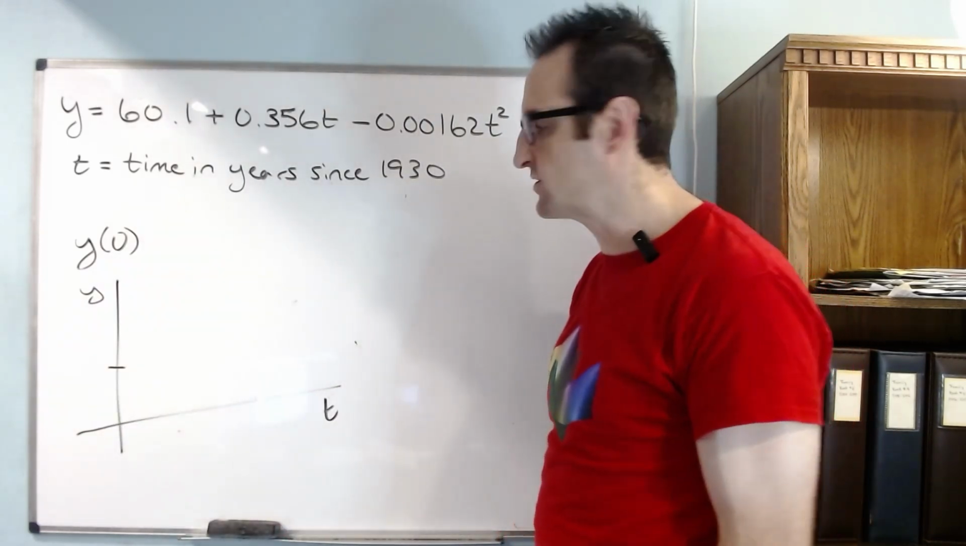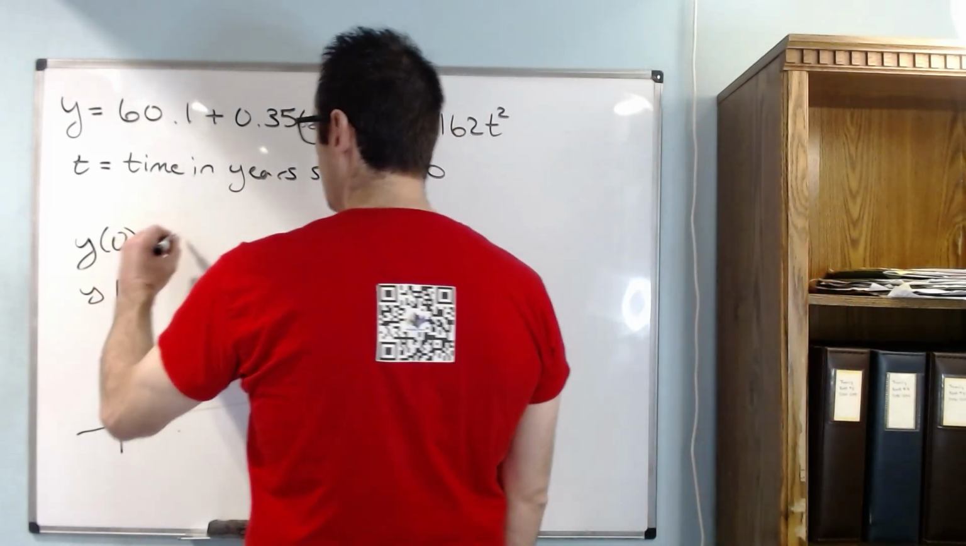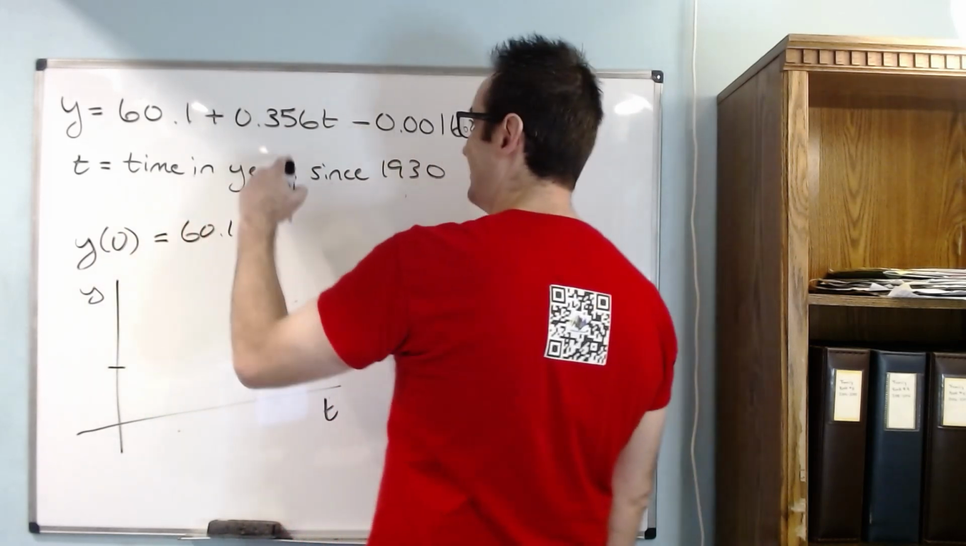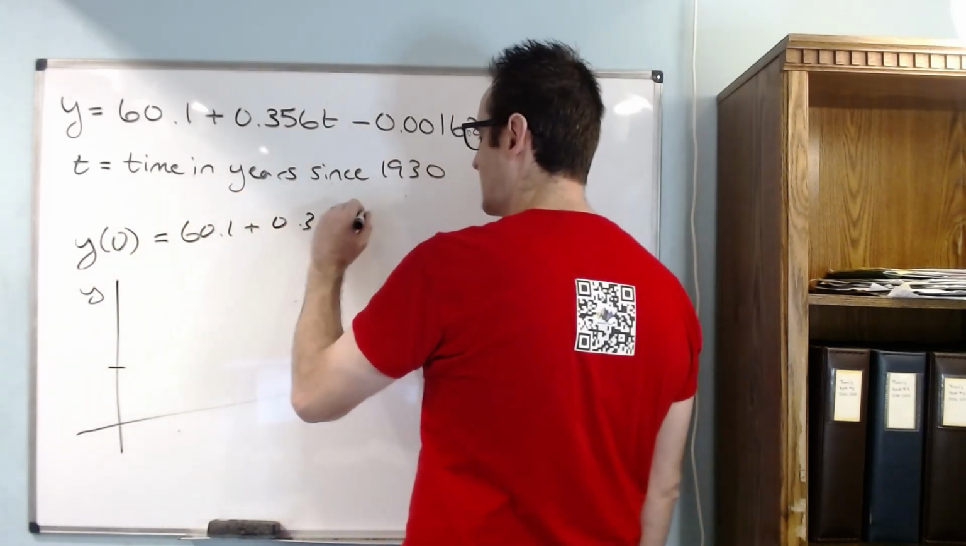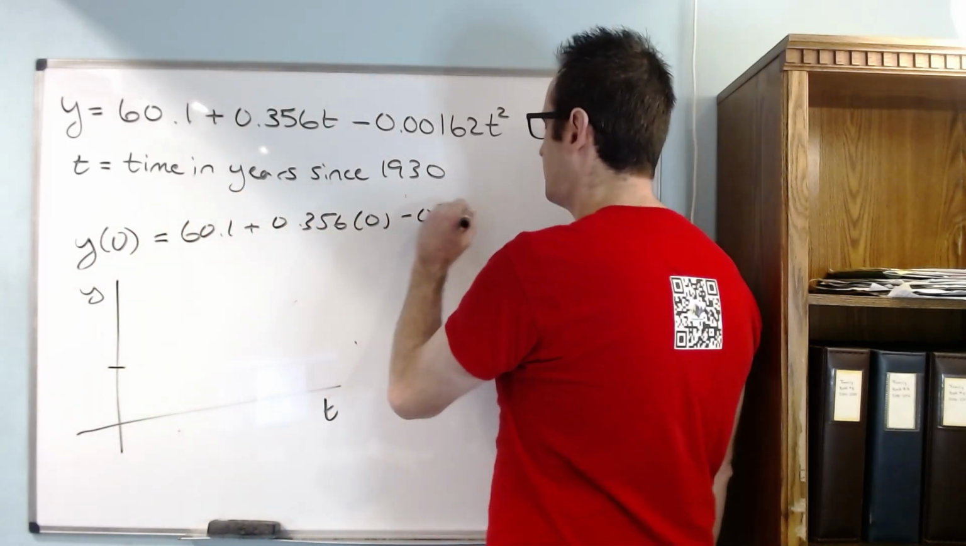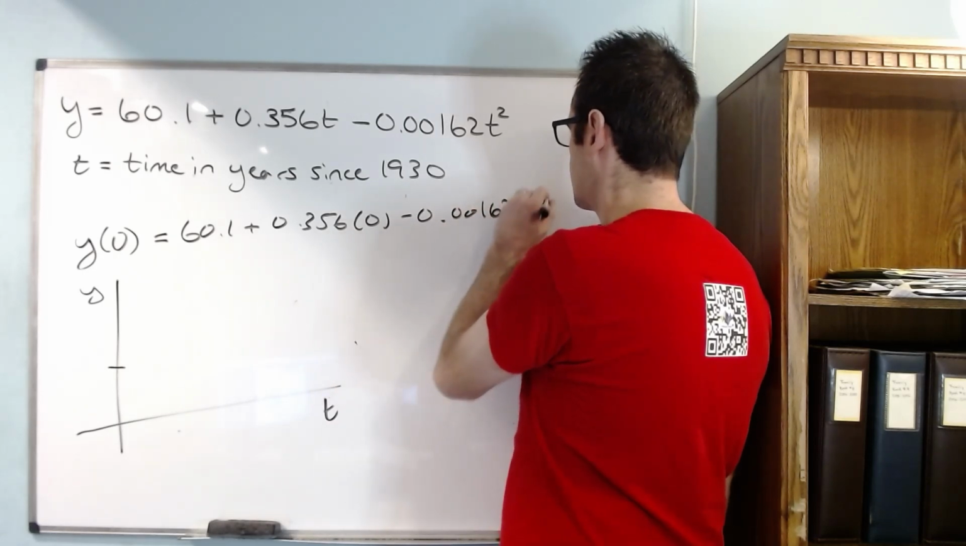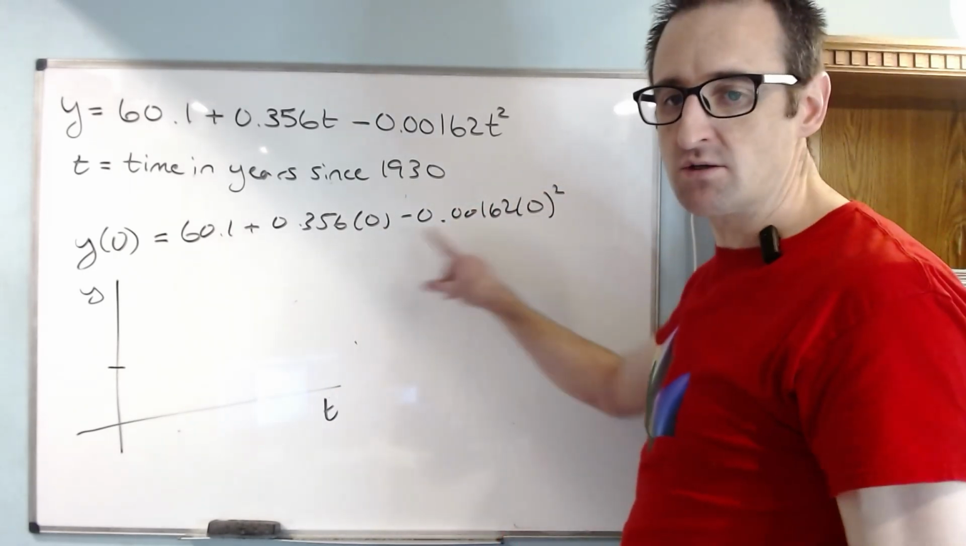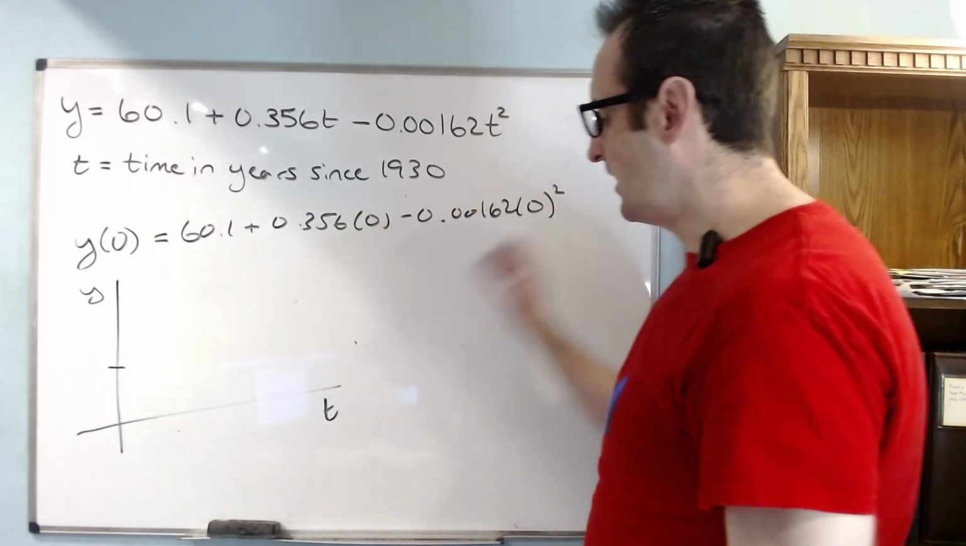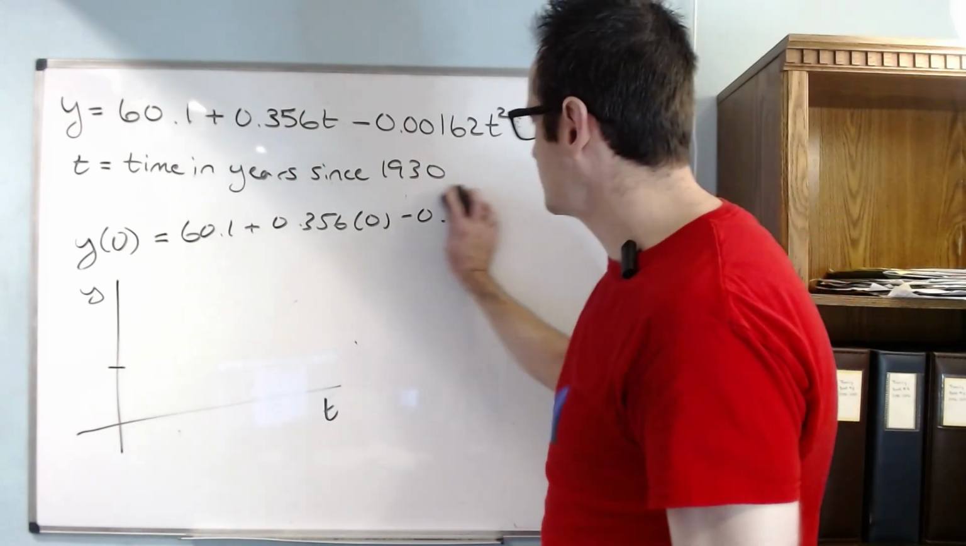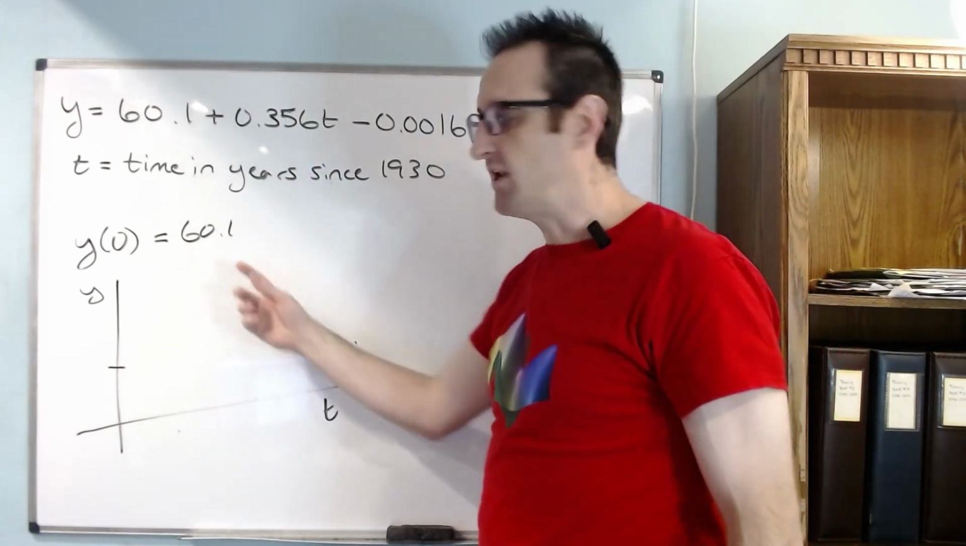And so this point for this model would be 60.1 plus 0.356 times 0 minus 0.00162 times 0 squared. Both of these terms being multiplied by 0 are gone, and so the y-intercept would just end up being 60.1.